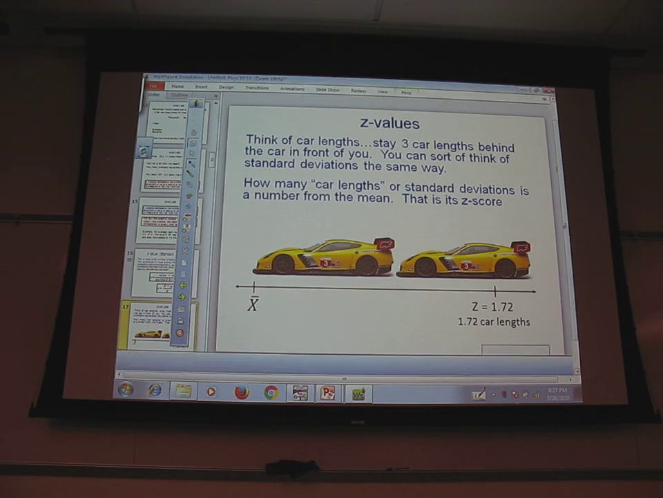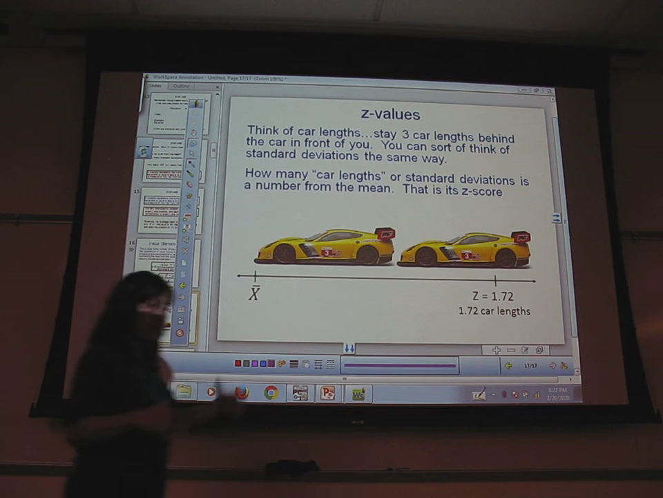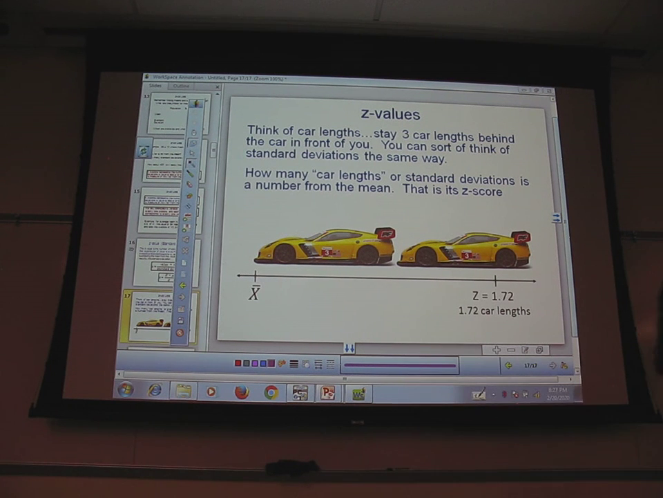A lot of times, people wig out with z-scores and the idea of a standard deviation because they can't really see it or visualize it or wrap their head around it. So I'm trying to relate to something that you guys are all familiar with, which is car lengths, right? Whenever you learn to drive, you heard you must stay 3 car lengths behind the car in front of you, right? So you got used to this idea of a car length and how much that is. So if you think of standard deviations in that same sort of way, you think of how many car lengths you are away from the mean.